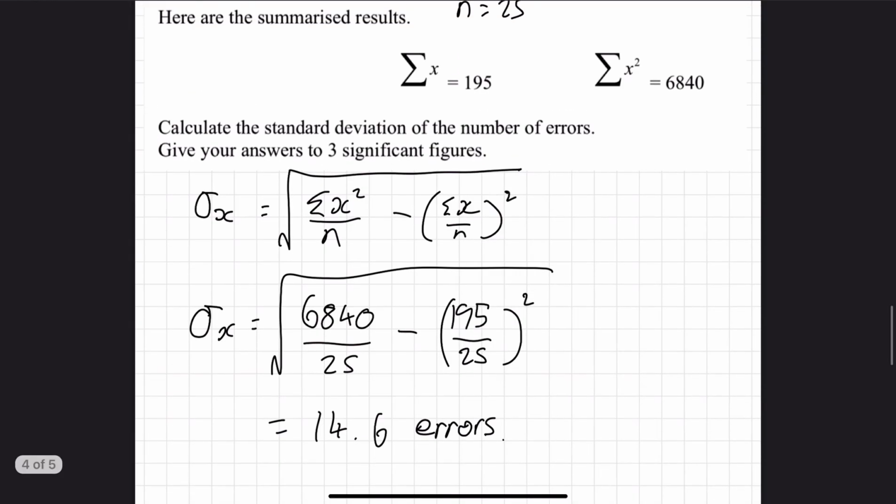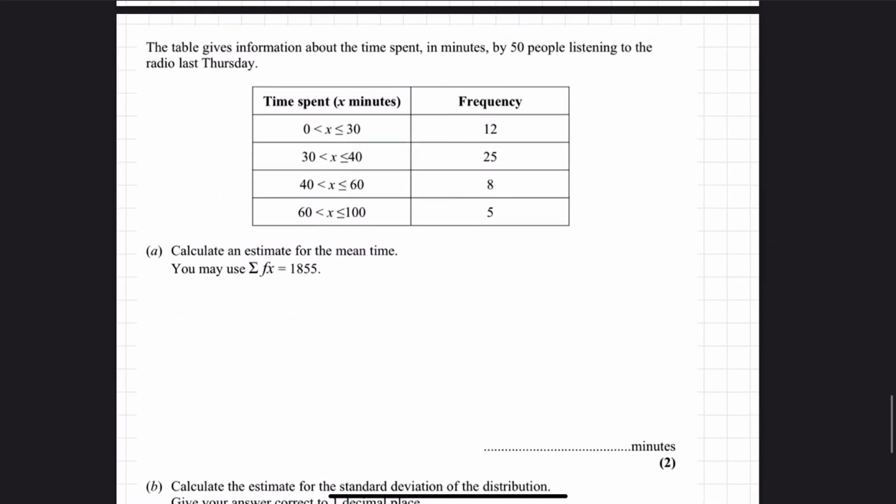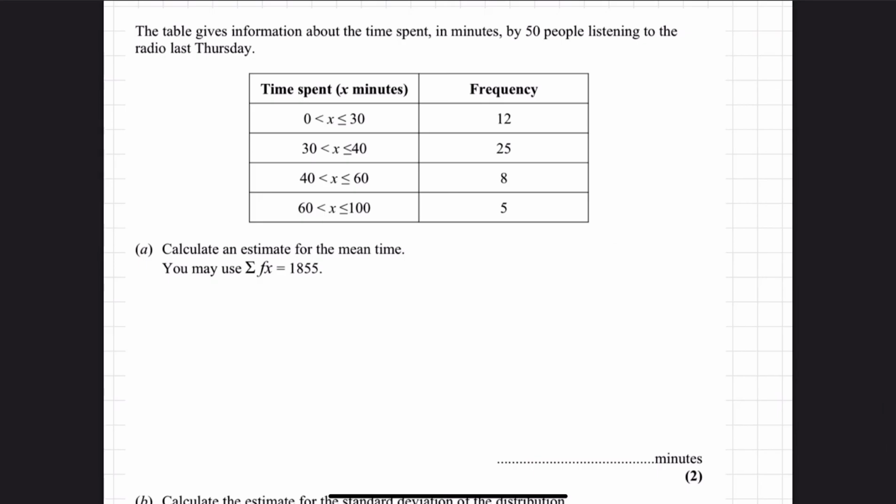Okay. So now let's look at our final example. Calculate an estimate for the mean. You should know your mean, which you can write as x bar from GCSE maths, is your sum of x over n. But when you have continuous data, it's the sum of fx divided by the sum of f. Luckily, it's given us the sum of fx, which is your frequency times your midpoints for each x variable.